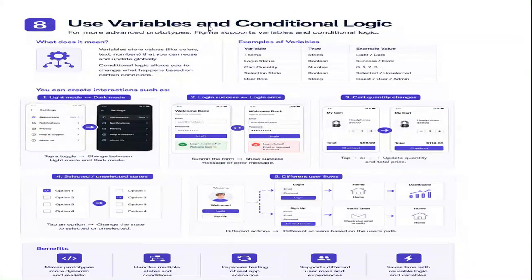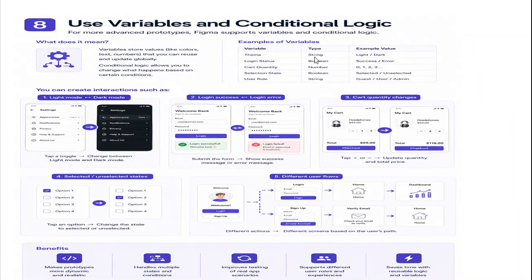Eighth is use variables and conditional logic for more advanced prototypes, and Figma supports variables and conditional logic. And what does it mean? Variables store values like colors, text, and numbers that you can reuse and update globally, and conditional logic allows you to change what happens based on certain conditions. The first example of variables is themes.